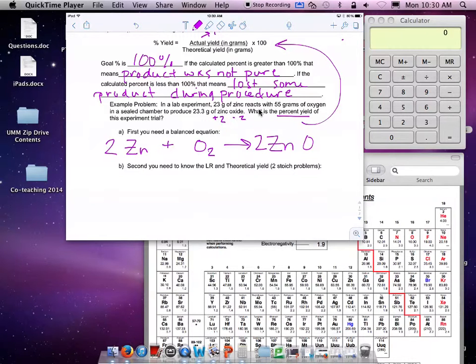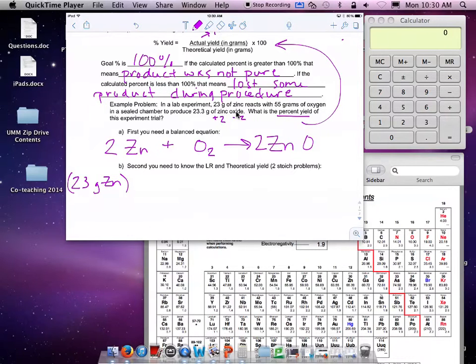So it doesn't matter which one you start with. We got to do both of them. So let's just go in order. 23 grams of zinc. So let's start with that. So 23 grams of zinc. However, the problem is asking about the theoretical yield of zinc oxide. So we have to do a stoichiometry problem because I'm at zinc and I want zinc oxide.